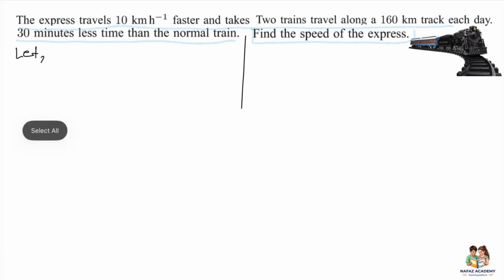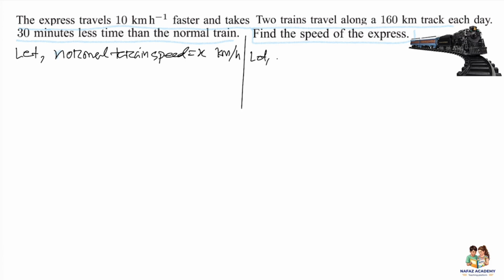So at first, we don't know the speed of the normal train, so let the normal train speed equal x kilometers per hour.